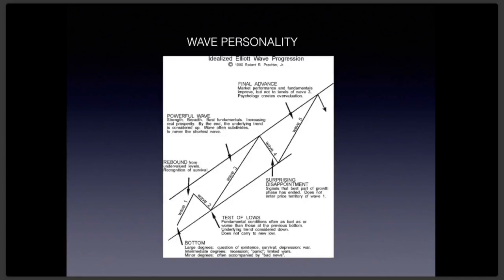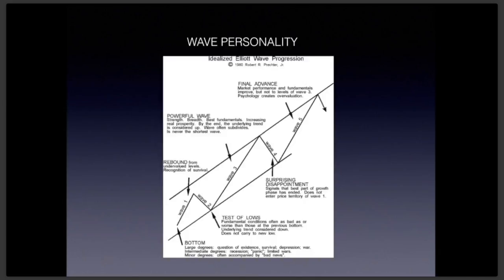So wave 2 to wave 3 will be the longest, and then we expect a pullback in wave 4, where investors who invested right at the wave 2 low will be taking some profits. The market pulls back, and there's a surprising disappointment that signals the best part of the growth phase has ended. It does not enter the price territory of wave 1. As long as we do not enter the territory of wave 1, the bullish wave count from wave 4 to wave 5 is still valid.